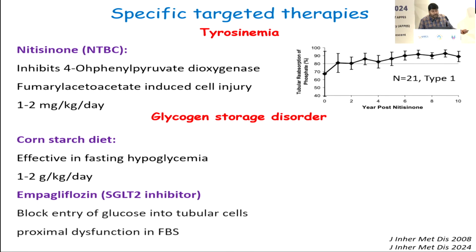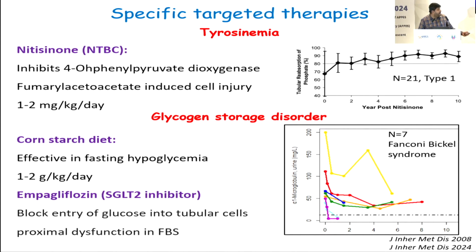Similarly, there is a role of cornstarch diet if there is presence of fasting hypoglycemia in patients with glycogen storage disorder and Fanconi-Bickel syndrome. And recent evidence has shown that empagliflozin, which is an SGLT2 inhibitor, decreases the entry of glucose into the tubular cells and thereby decreases the proximal dysfunction in patients with Fanconi-Bickel syndrome. But further data is awaited.